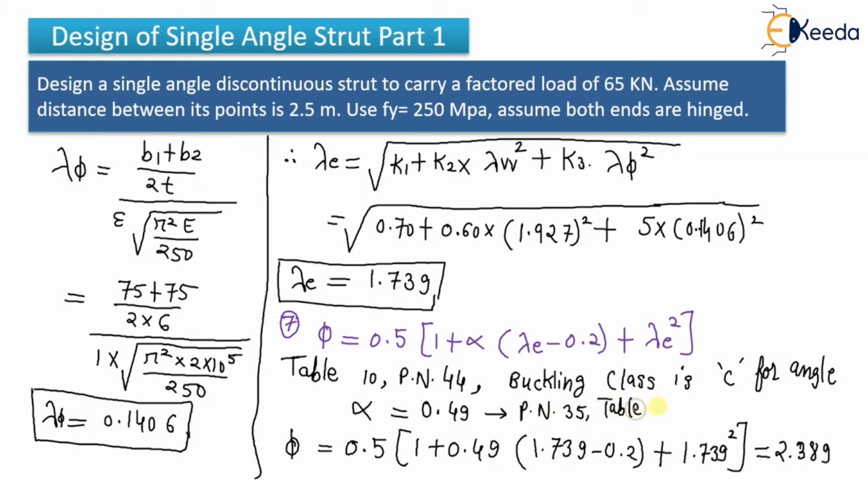Okay, it was table 7, page number 35. Alpha value was 0.49, so my phi value was 2.389. Now I have calculated the value of phi.